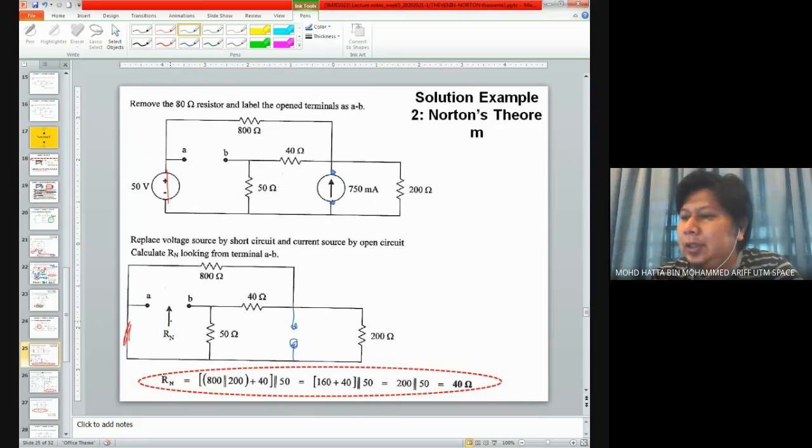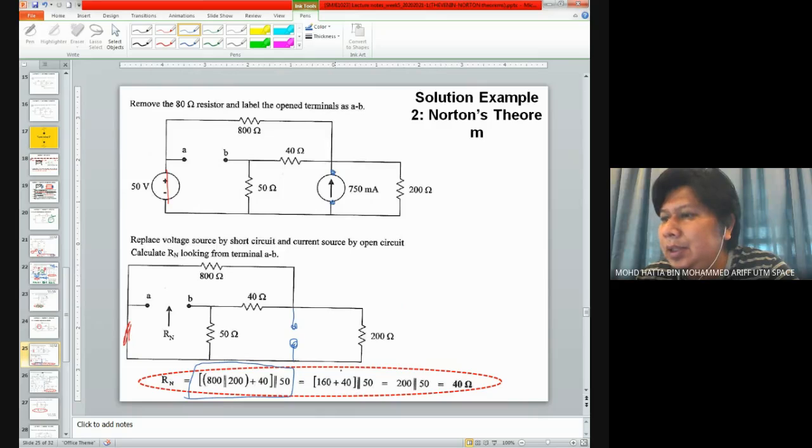Looking at the circuit arrangement, at the end, you will find your RN is equal to 800 in parallel with 200, okay? And in series with 40. Later on, parallel it with 50 ohm. So I need you guys to really closely analyze the circuit. I leave you guys the work to analyze how do we find this equation for RN. Maybe you can put it one by one or step by step.